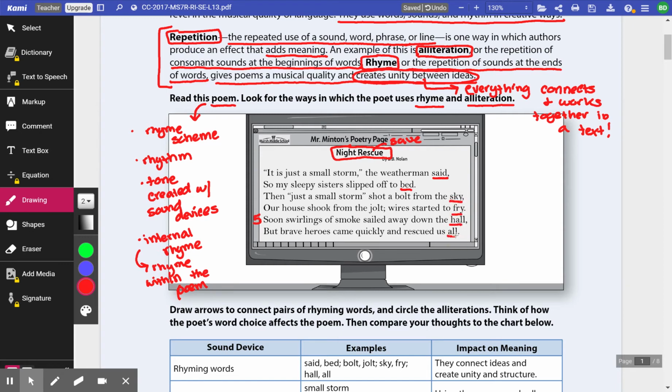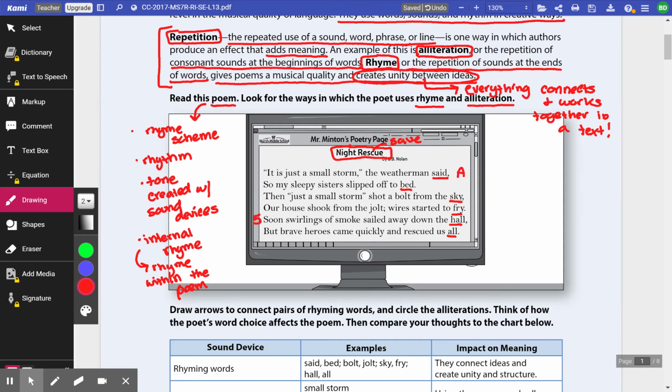So we don't have a ton of things to deal with here, so this will be an easy one to find. We're looking to see if the words rhyme. We start with the word said. Since it's the first word we're dealing with, it automatically gets the letter A because we always do rhyme scheme in alphabetical order.